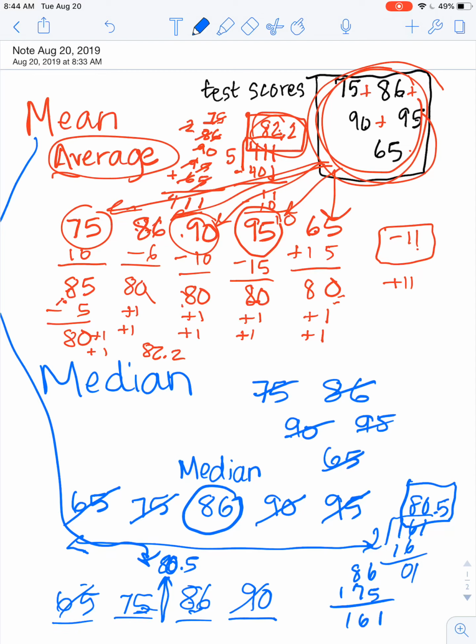There isn't a middle number. When you have an odd, there is a middle number. So when you have an even number, you have to create a middle number. When you have an odd, there exists a middle number. So that's the difference between mean and median.